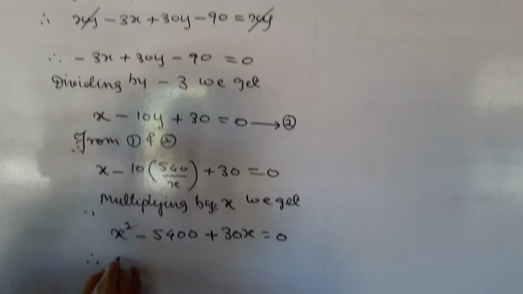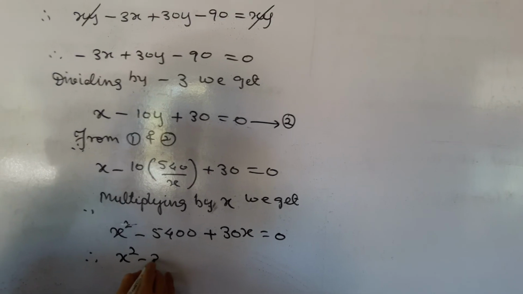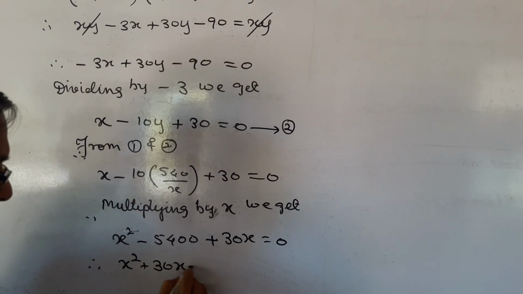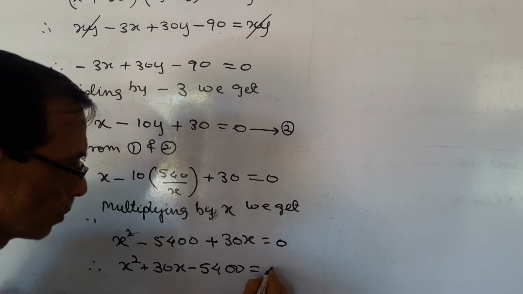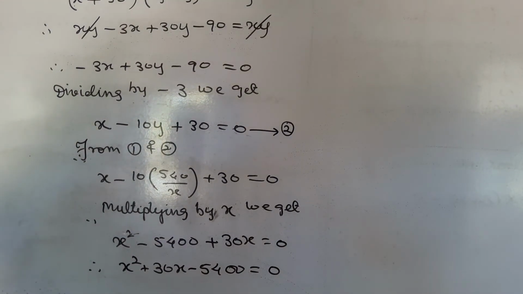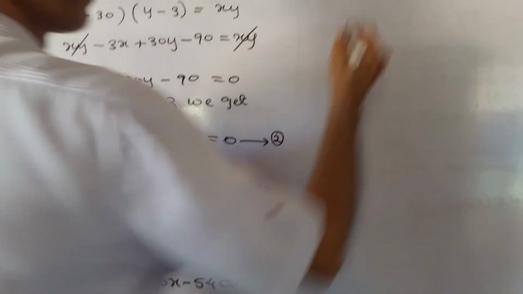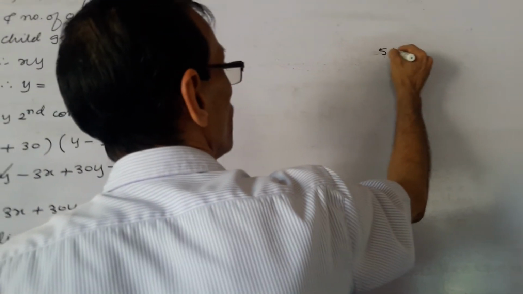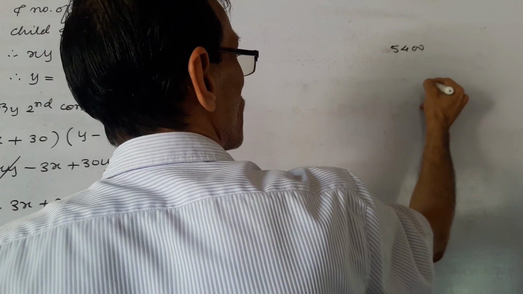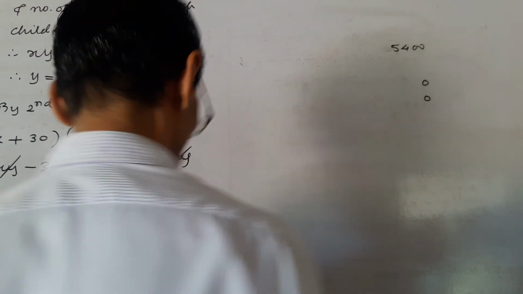General formula, and therefore x square plus 30x minus 5400 is equal to 0. Now here again we want difference 30. See here, difference 30 and the product 5400. So 5400, two 0s are there. Let's write one 0 here, second 0 here.